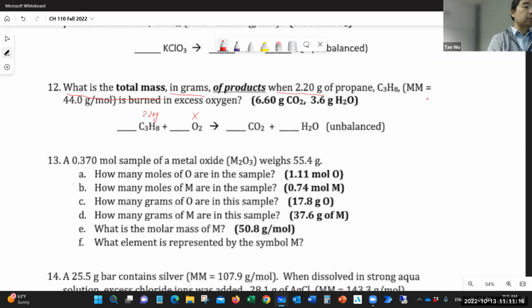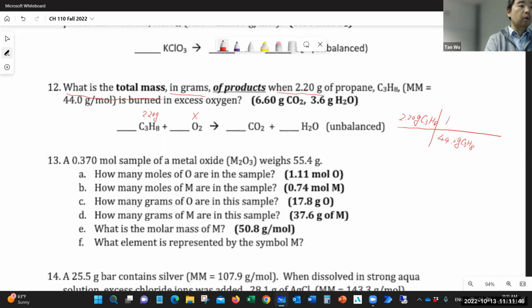Either you set up the two equations, then you solve. Now we have 2.20 grams of propane. You're going to convert that to moles. Again, mass over molar mass gives you moles. The molar mass is 44.0 grams based on the molar mass, and that much mass equals 1 mole of propane.